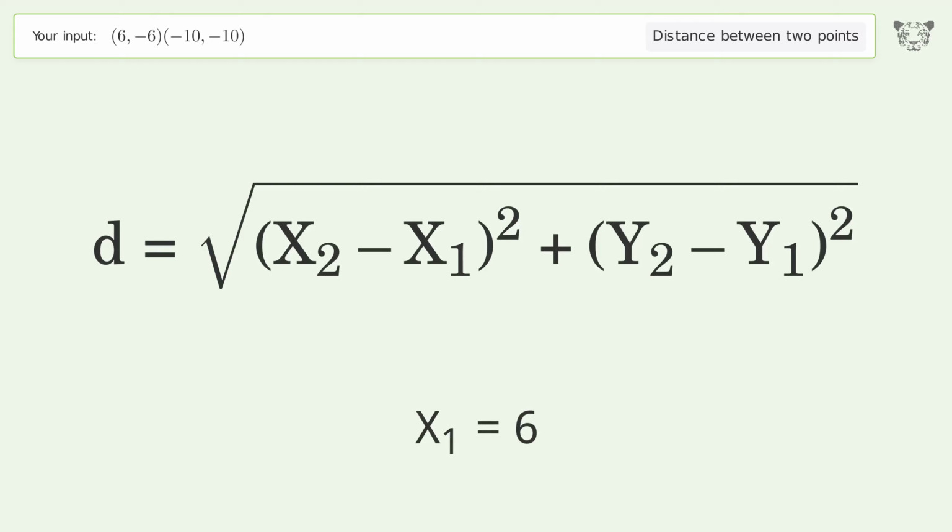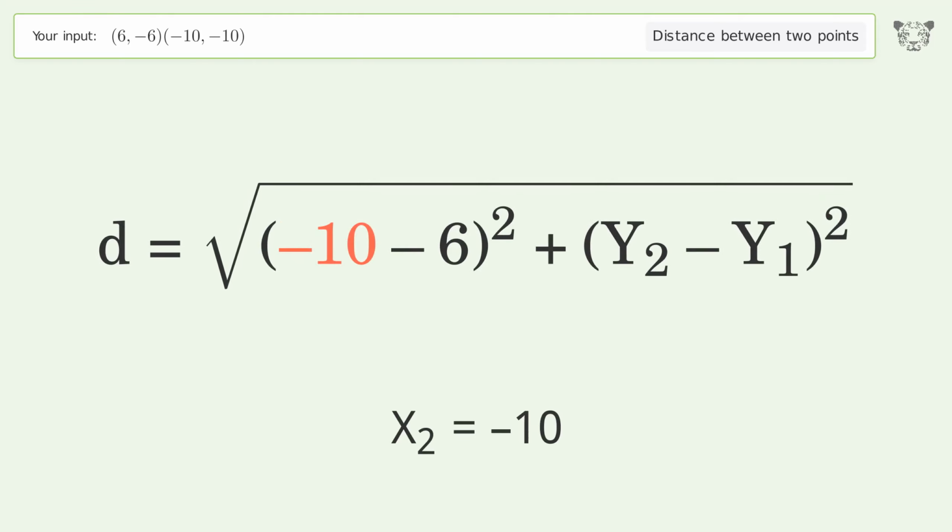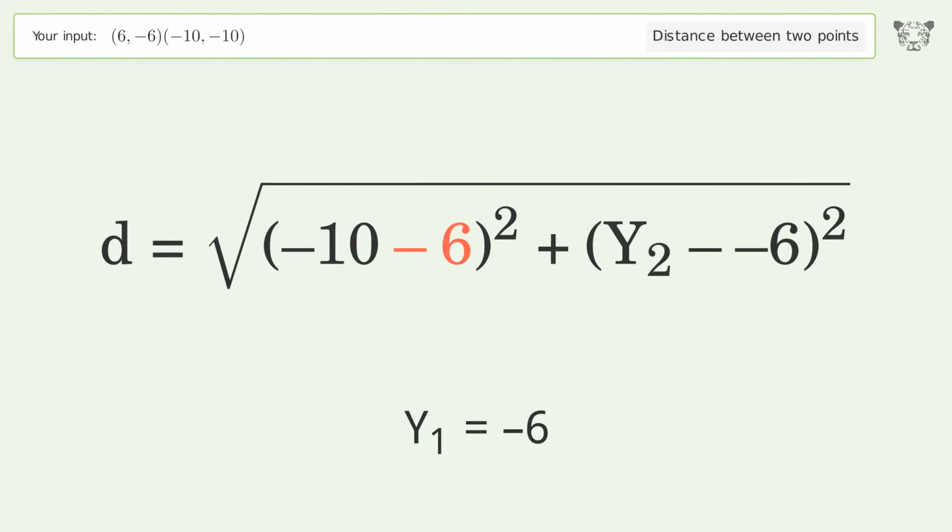x1 equals 6. x2 equals -10. y1 equals -6. y2 equals -10.